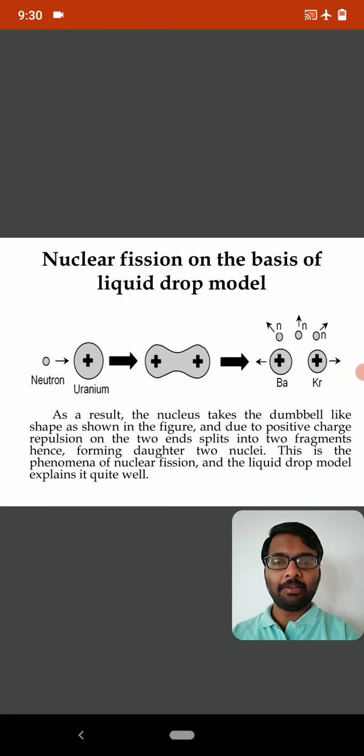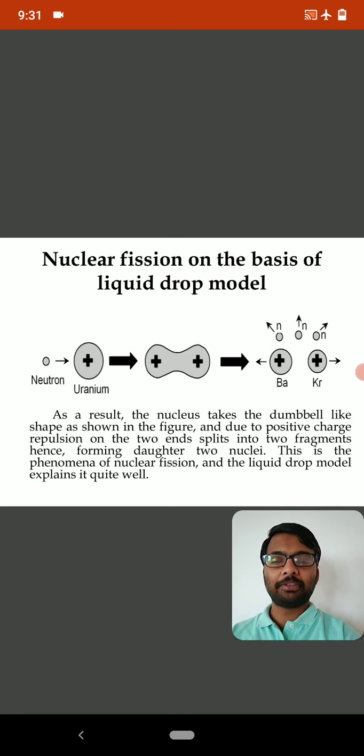As a result of those rapid oscillations, the nucleus takes the dumbbell-like shape as shown in the figure, and due to positive charge repulsion at the two ends, it splits into two fragments, hence forming two daughter nuclei. So this is the phenomenon of nuclear fission, and this liquid drop model explains it very effectively.